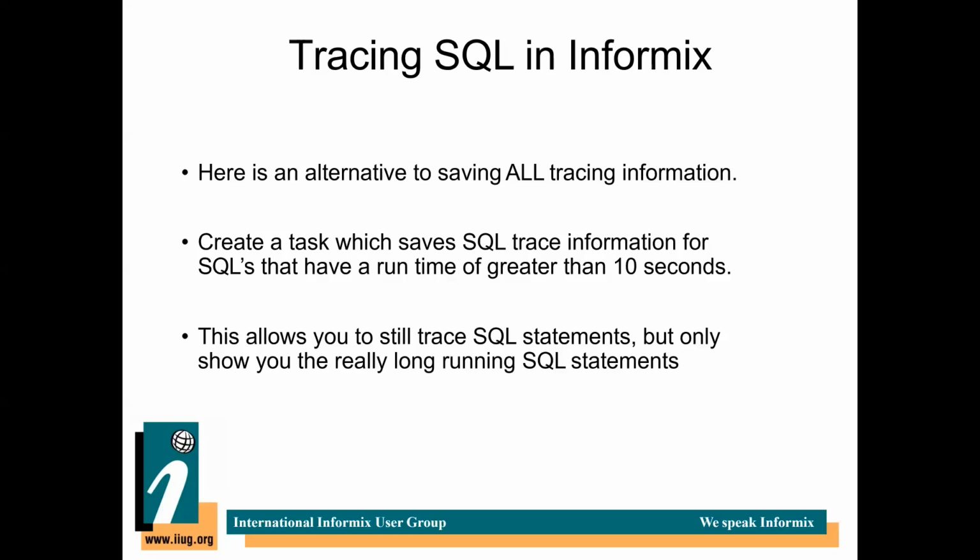So as an alternative, instead of saving all tracing, you can create a task which saves SQL tracing information for SQLs that have a runtime, for example, greater than 10 seconds. This will allow you to still trace information, but only show the real long running queries that you really care about. You don't care if a SQL statement took 0.11 seconds to run. You want to see the long running ones. And it filters out a lot more of the information that's not needed.